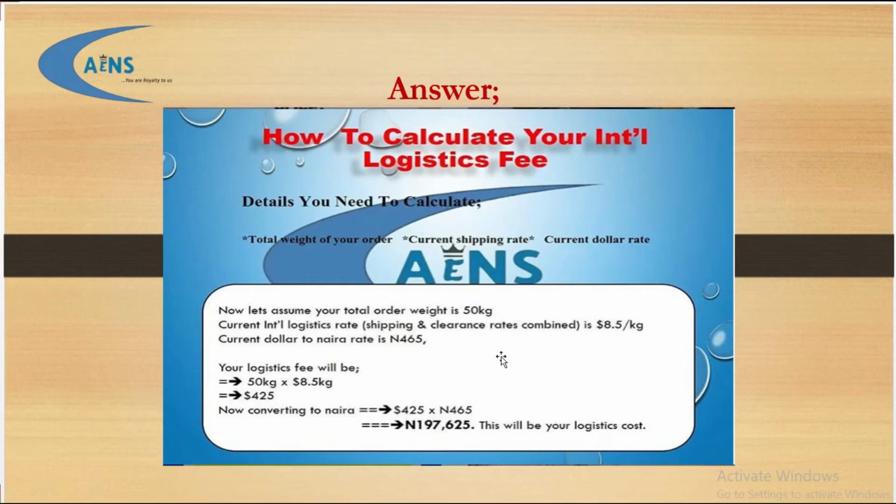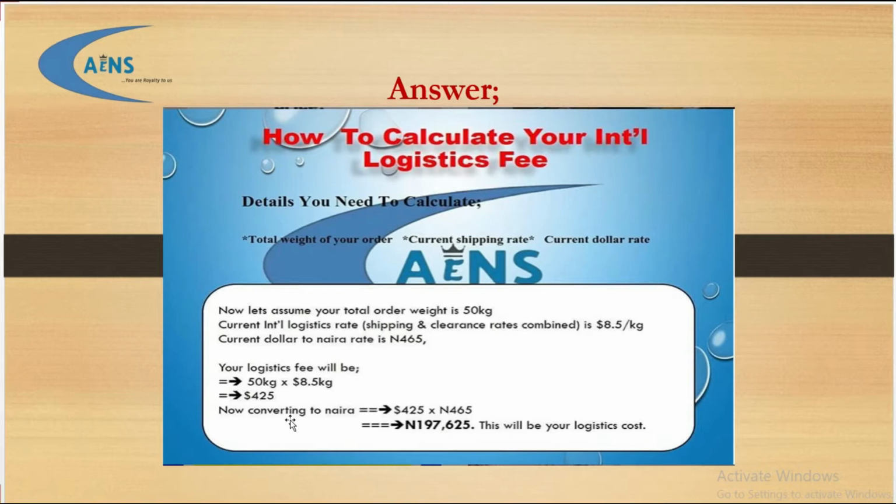So let's assume that the total weight of your goods is 50 kg and the current international logistics rate, shipping and clearance combined, which is how we charge, we don't charge shipping and clearance separately, is $8.5 per kg. And then the current dollar rate is 465. You can see it's been long since I made this snippet. Then your logistics fee will just be 50 kg times $8.5, which is going to give you $425. Now you have to convert it to your local currency, but I'm using Naira here.